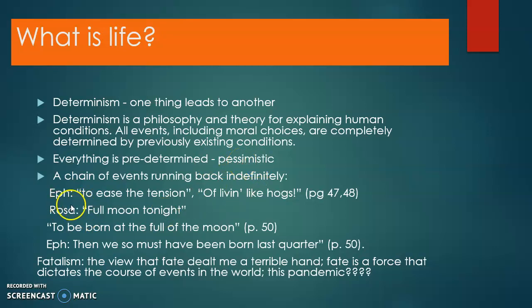And so Rosa says to Ephraim, full moon tonight. And Ephraim's response is, then we must be born last quarter. Examine what it means to be born full moon and what it means to be born last quarter. And yes, we're probably looking at Errol John's symbolic use of the moon in the play. And another term related to determinism is fatalism.